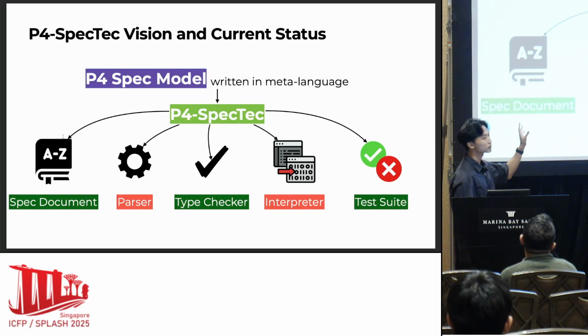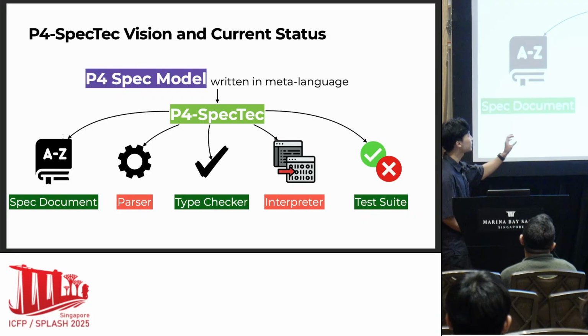This is the vision and also the current status of P4-SpecTec. From the mechanized P4 specification model, we would like to derive all of these kinds of backends. Those in green are already worked on and are functioning to a certain level, and those in red are left for the near future.